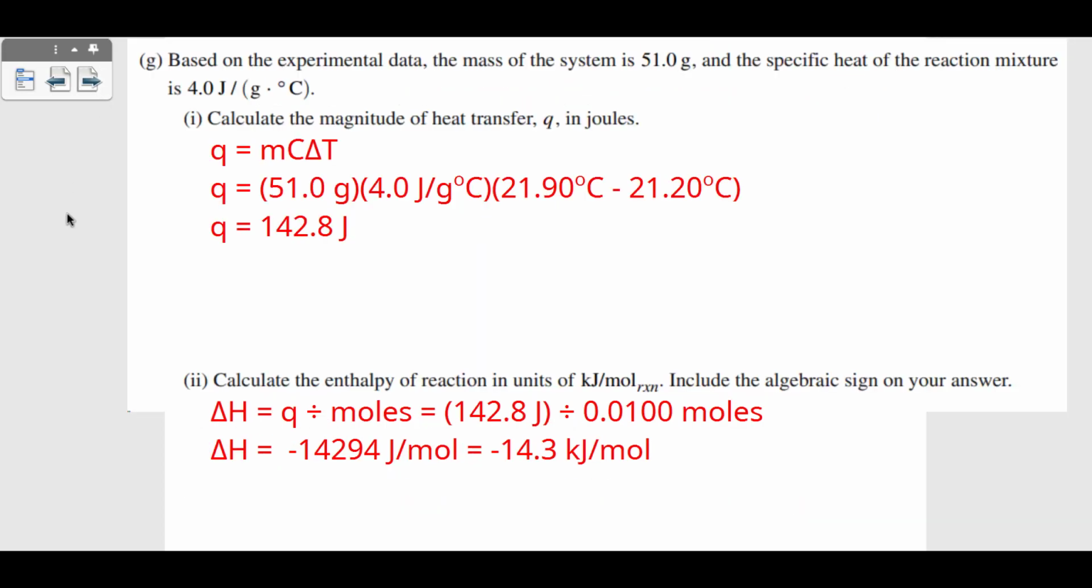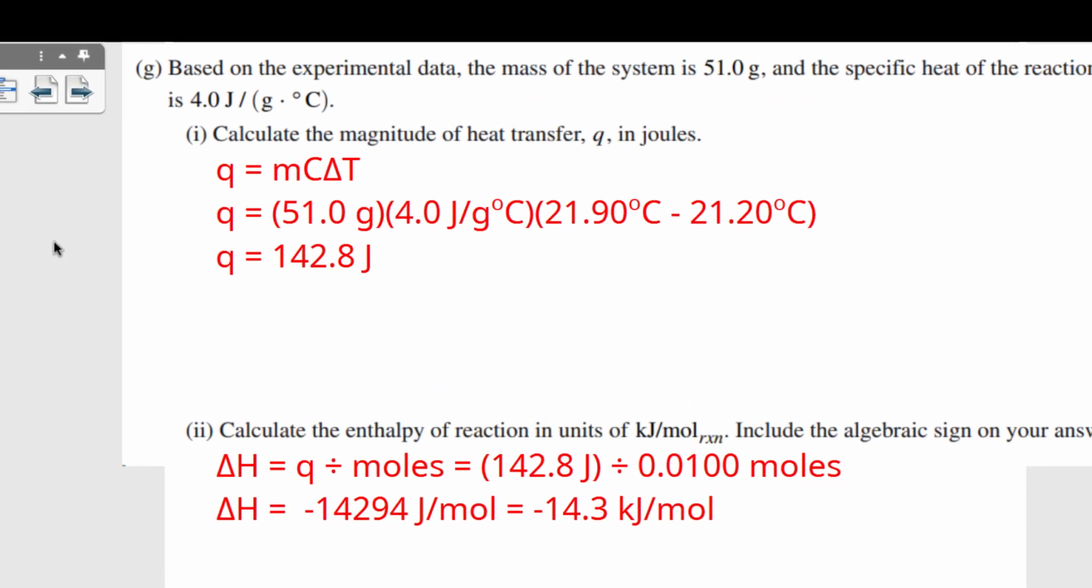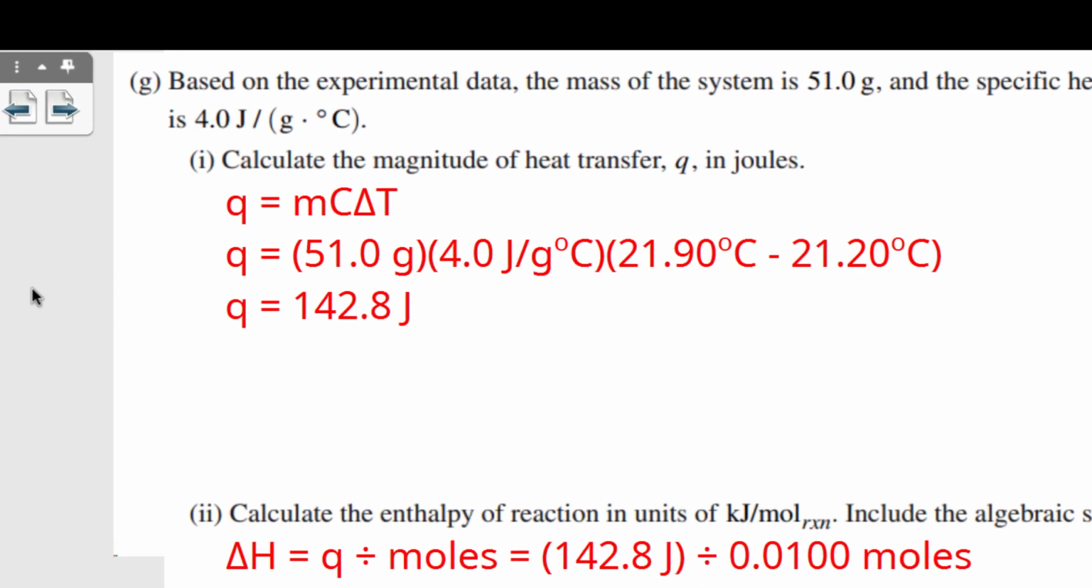And so they want to know how much heat did we actually release, which means we're going to use a Q equals MC change in T problem. My mass is 51.0 grams. They gave me that. The specific heat is 4.0 joules per gram degree Celsius, and we find the temperature change, and that means the surroundings is absorbing 142.8 joules of heat, which means if the surroundings are absorbing this heat, the reaction is releasing this heat.